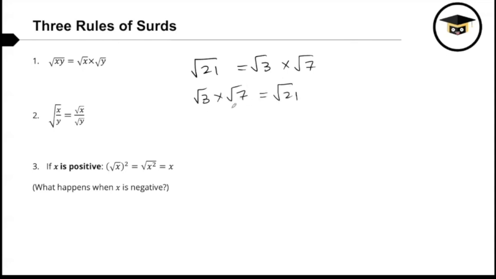And I think the second way is a bit more intuitive for me. It literally just means if you're square rooting something times the square root of another thing, well, that's just equal to the square root of the two things multiplied together.